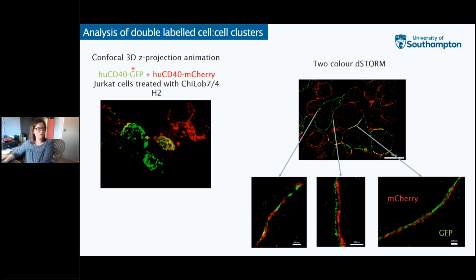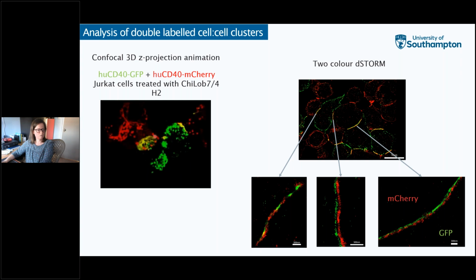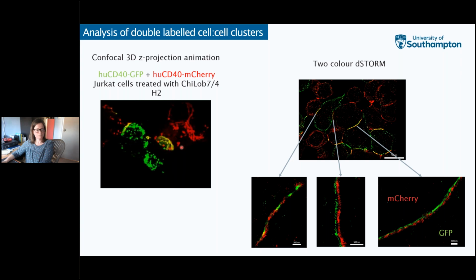and we have human CD40 GFP cells mixed with human CD40 mCherry cells, and then they're treated with the KYLOB74 human 2 antibody. And we see that we get clustering and we get this kind of cap formation at the cell-to-cell junctions. So this is what we want to further investigate.